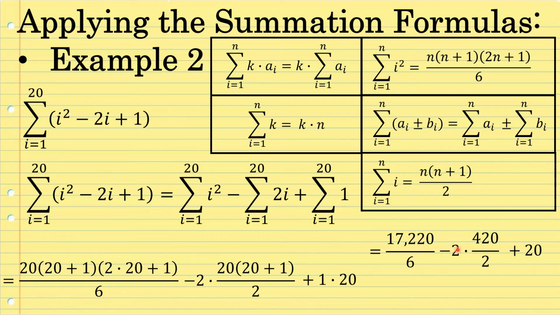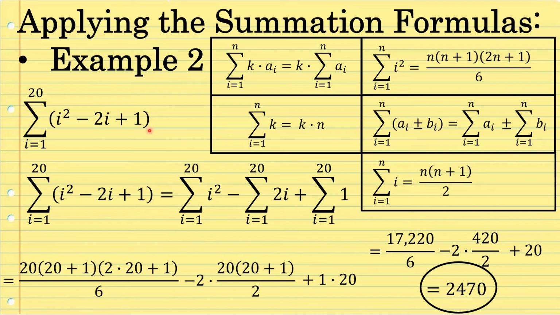So we have 3 terms to deal with. You can use a calculator, do the arithmetic, but those add up to 2,470. 2,470 is the result of the original sum, as i goes from 1 to 20 of i squared minus 2i plus 1.